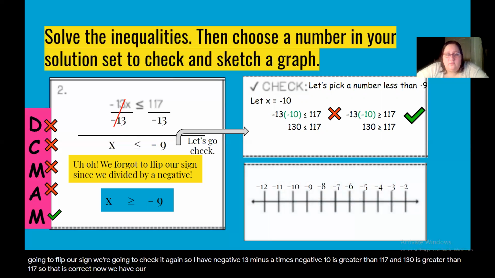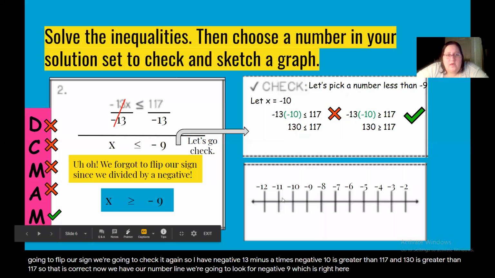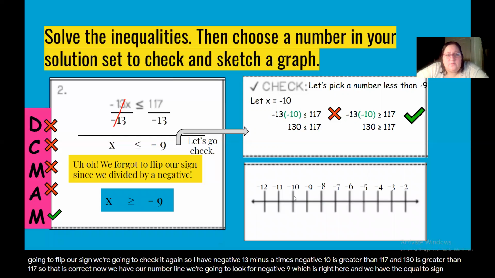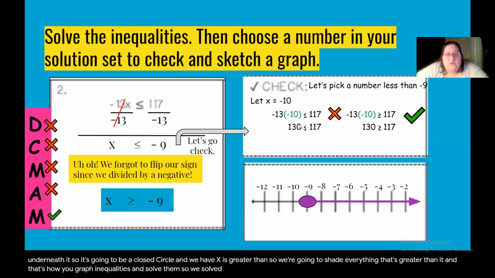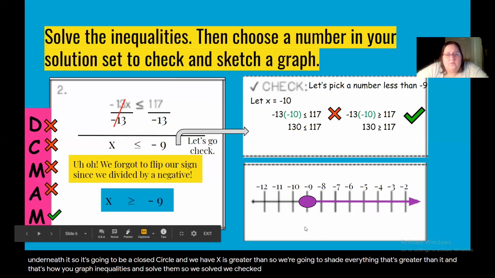Now we have our number line. We're going to look for negative 9, which is right here. And we have the equal to sign underneath it, so it's going to be a closed circle. And we have x is greater than, so we're going to shade everything that's greater than it. And that's how you graph inequalities and solve them. So we solved, we checked, and then we graphed.